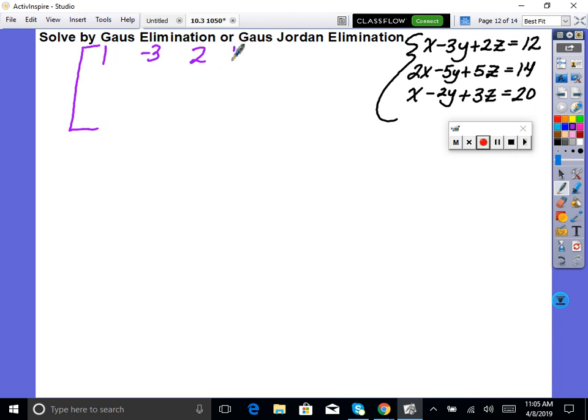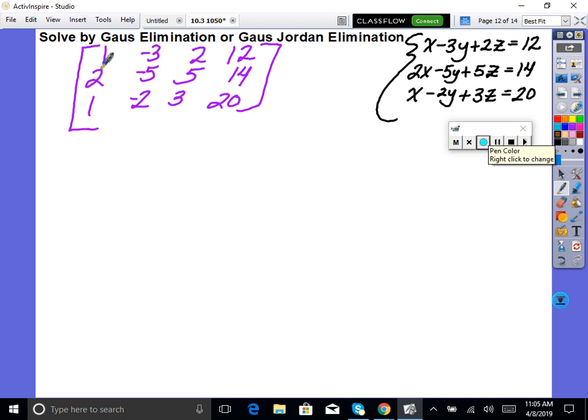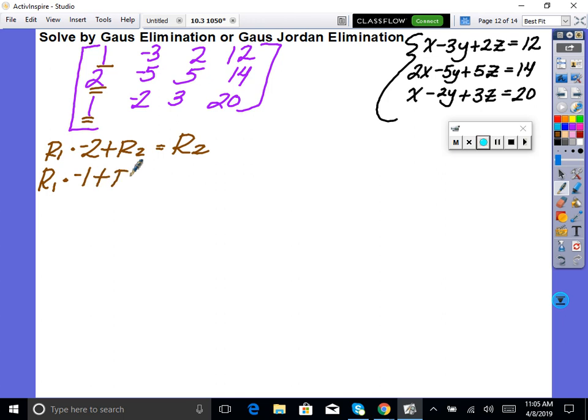1, negative 3, 2, well. Okay, here we go. Let's try to hit as many 2 birds with 1 stone as we can. We need there to be a 1 right here, check, correct? Now we need 0, 0, so I'm going to take row 1 times negative 2, add to row 2 equaling new row 2. Somebody start doing the math there. Then I'm going to take row 1 times negative 1, add it to row 3 equaling new row 3. Other people start doing the math there as I'm writing down the new matrix. I'm not changing row 1.